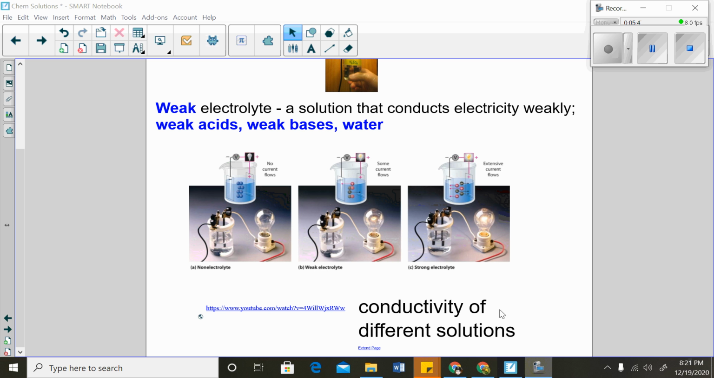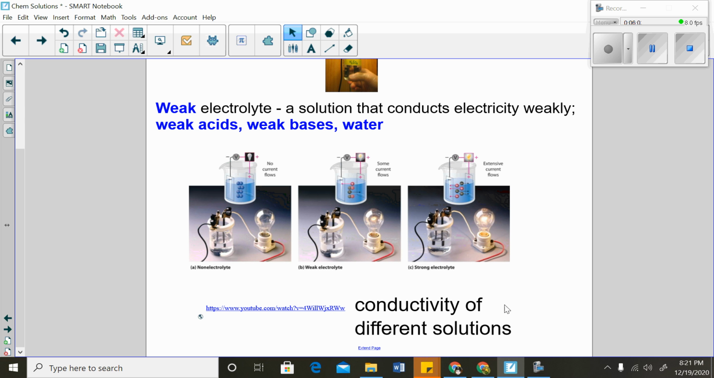Okay, now if you'd like to see some conductivity of different solutions performed by an actual scientist who's very enthusiastic, loves what he's doing, he shows some great examples of the conductivity of different solutions. If you'd like to check that out, that'll be posted for you.